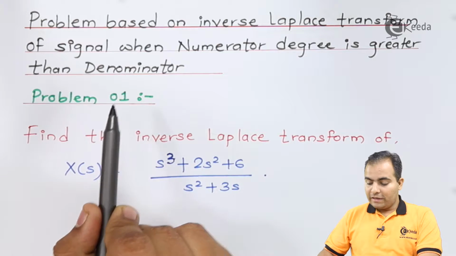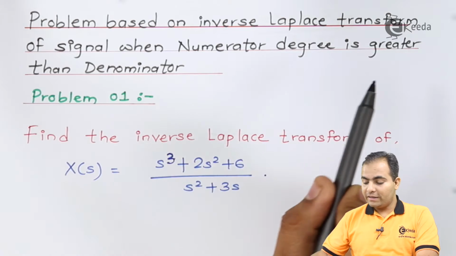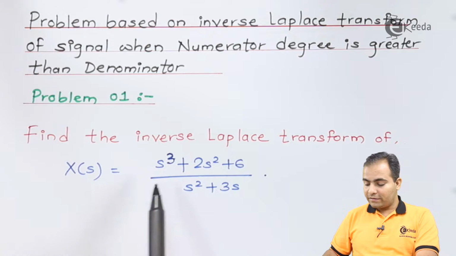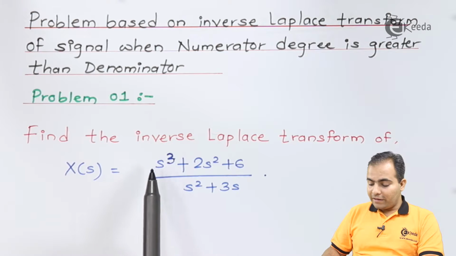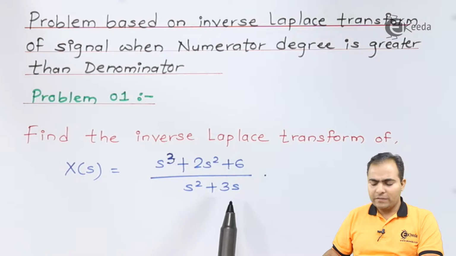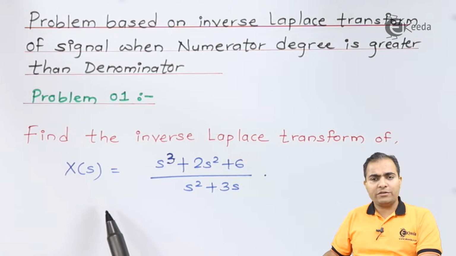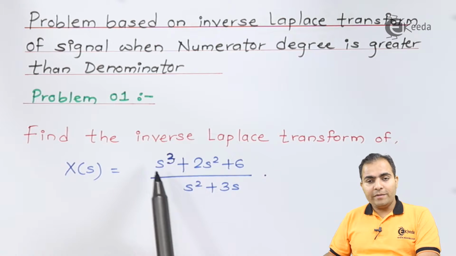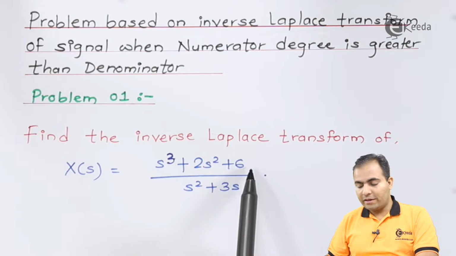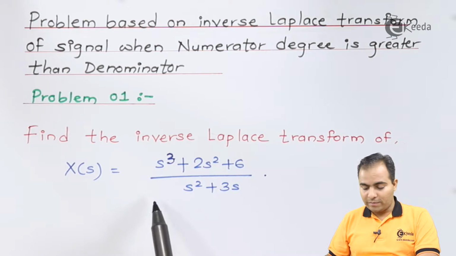Problem number 1. It is based on when the numerator degree is greater than the denominator. Find the inverse Laplace transform of the function X of s. Here, in the numerator we have s cube plus 2s square plus 6 and in the denominator we have s square plus 3s. Now, if I take s common, there is no use, because in the numerator we do not have an extra s which is multiplied with 6. So there is no use in taking this s common.